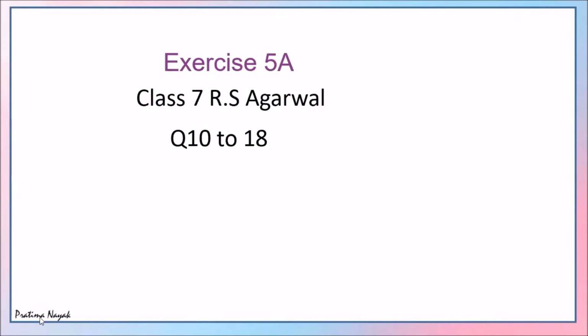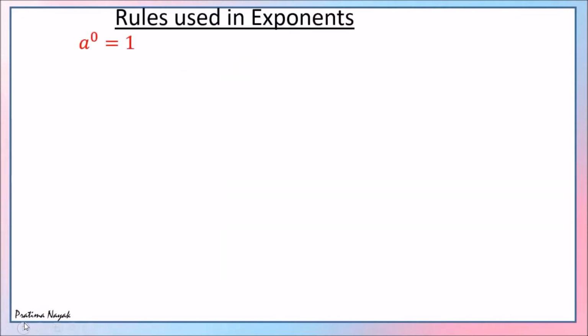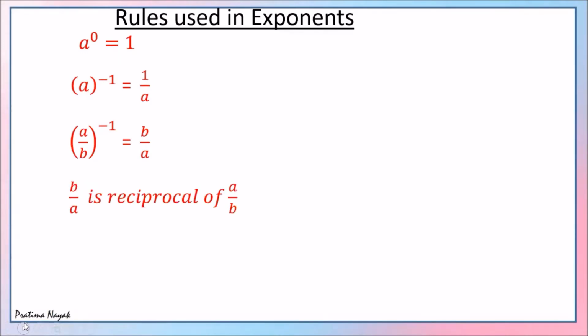First question is, before that, let me go for some rules used in the exponent. A raised to the power 0 is 1. A raised to the minus 1 is 1 upon A. A by B raised to the power minus 1 is B by A. B by A is the reciprocal of A by B. A by B raised to the M is the reciprocal of B by A raised to the power M.